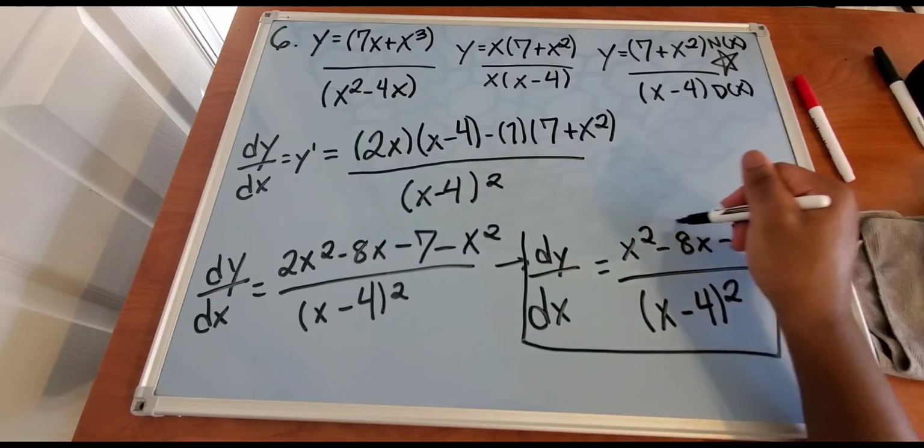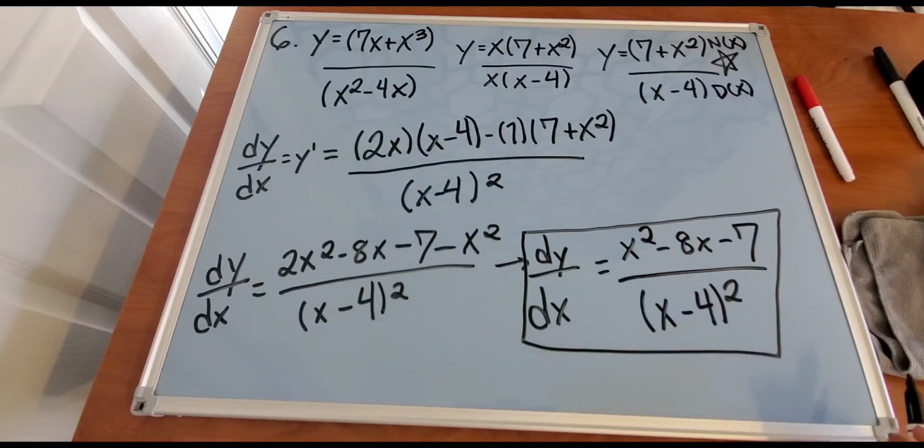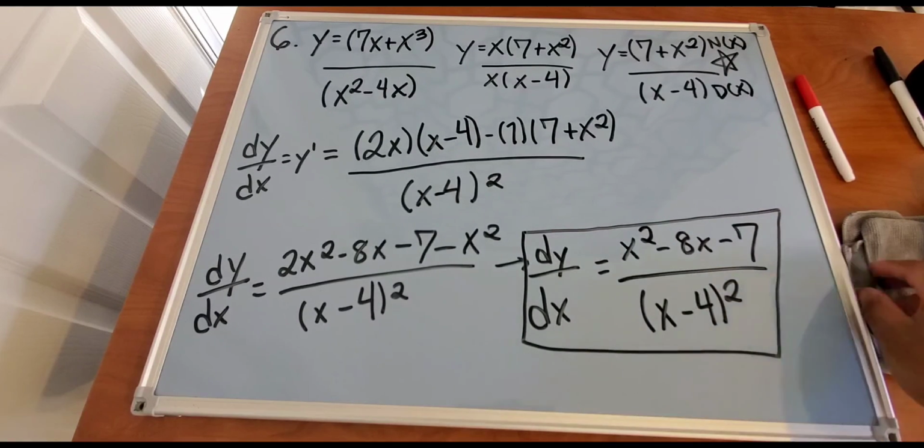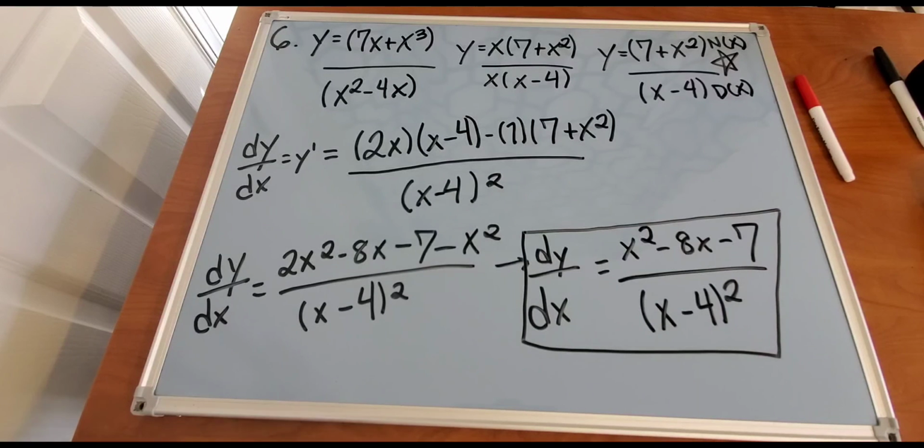I suppose if you wanted to, you could try to factor it, but I do not believe that is factorable. If you have positive 7 and positive 1, that won't work. If you have negative 7 and negative 1, that won't work. For that to work, this would have to be a positive, not a negative. So that's our final answer.